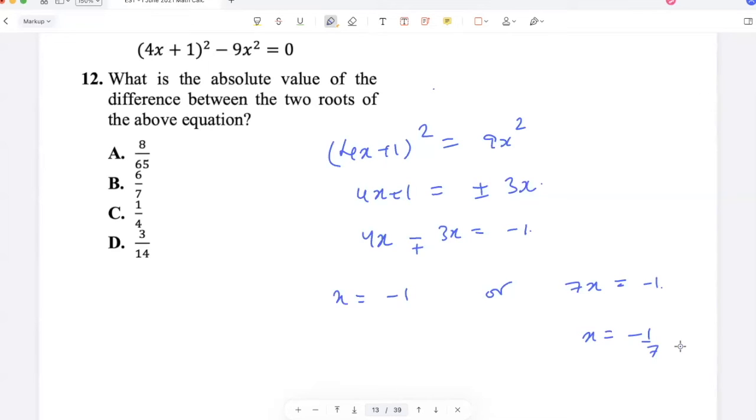So what is the difference between the two roots? Difference would be -1 plus 1/7. So that's -7 plus 1/7, which is -6/7. So the absolute value would be plus 6/7, option B, right?